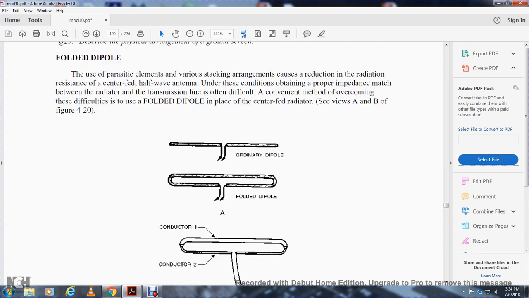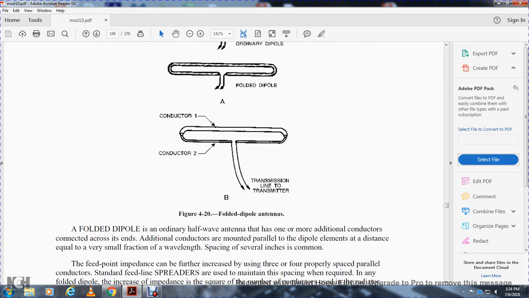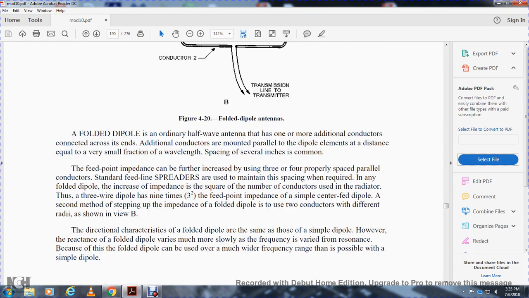Ordinary dipole and then folded. Conductor 1, conductor 2, transmission line and transmitter. The folded dipole is ordinarily a half-wavelength that has one or more conductors connected across. It has additional conductors mounted parallel to the dipole element at a distance equal to a very small fraction of the wavelength; a spacing of several inches is common.